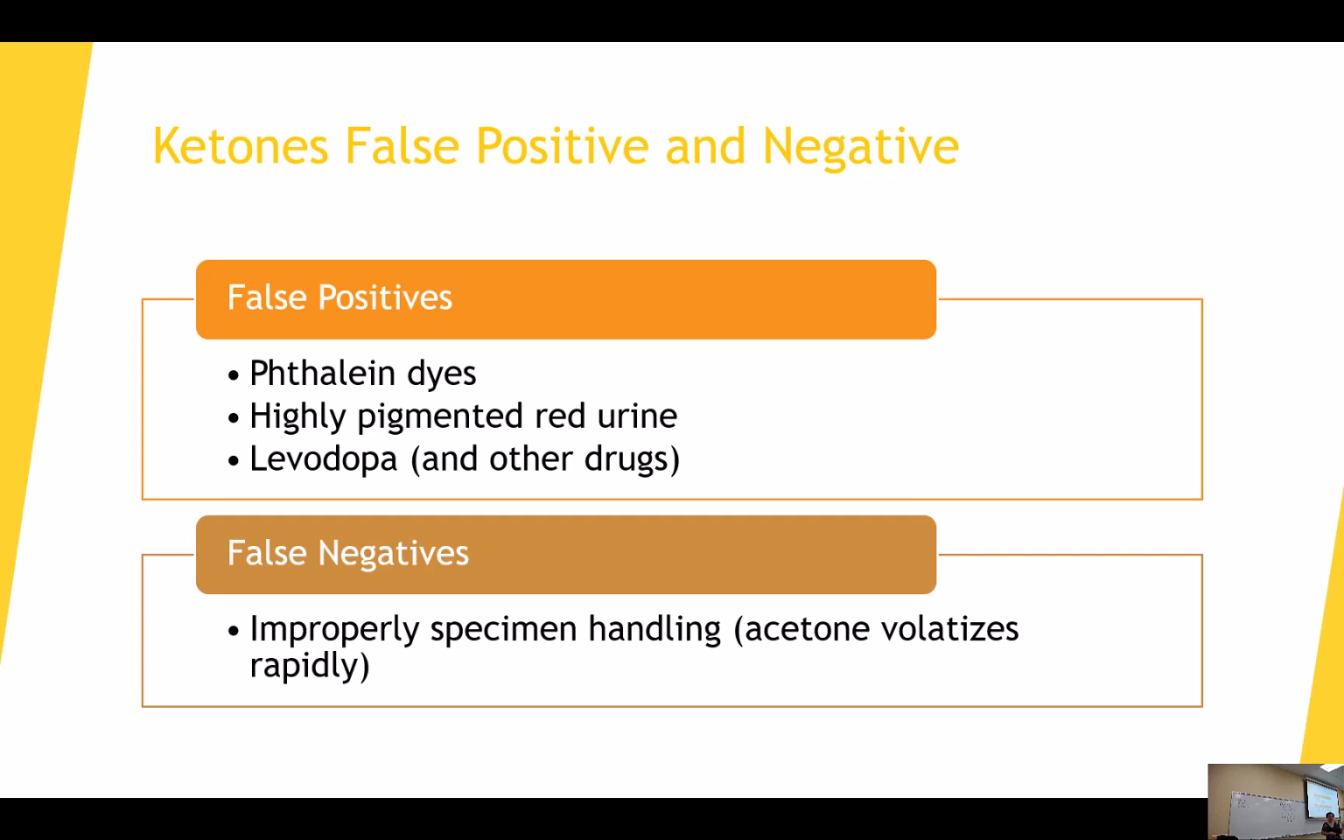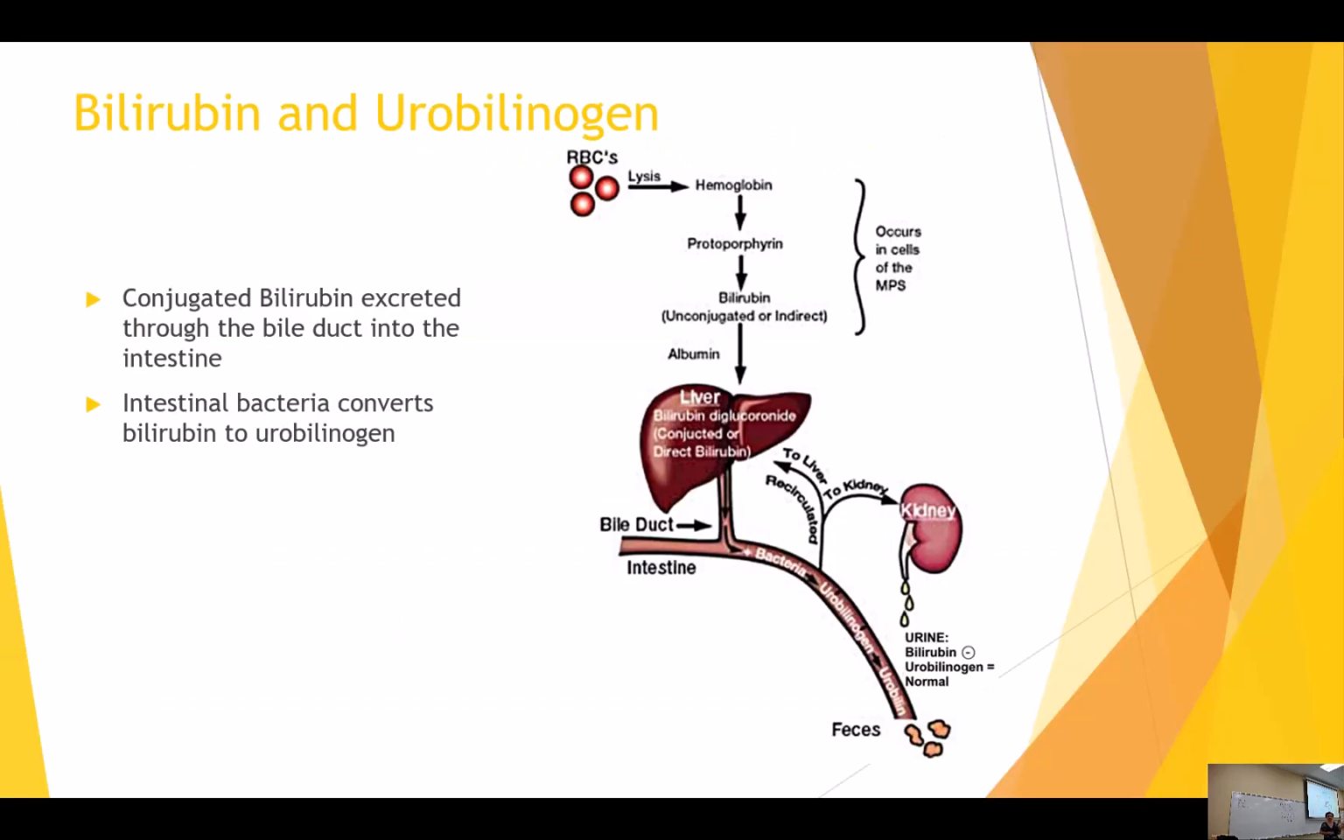False negatives include improper specimen handling. Over time, the acetone volatilizes pretty rapidly. Bacteria is going to break it down and allow it to volatilize even more rapidly. So improper handling is going to be our most common cause of false negatives. Now, bilirubin and urobilinogen.